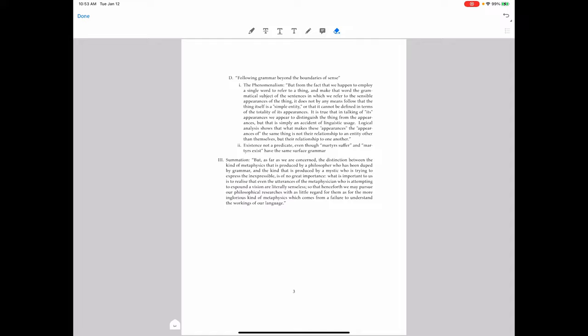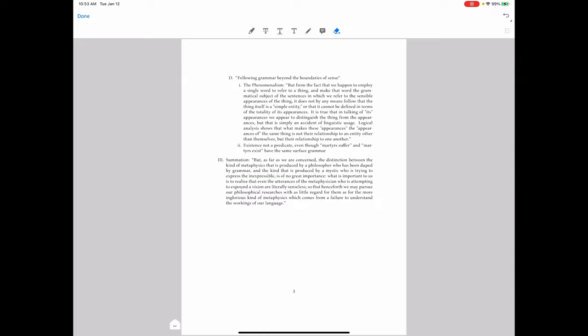A nice quote. First, Ayer is a phenomenalist. It turns out you don't have to be a phenomenalist. There are debates about this within the camp of the logical positivists and logical empiricists. But here, Ayer opts for phenomenalism. "But from the fact that we happen to employ a single word to refer to a thing and make that word the grammatical subject of the sentences in which we refer to the sensible appearances of the thing, it doesn't by any means follow that the thing itself is a simple entity or that it can't be defined in terms of the totality of its appearances."